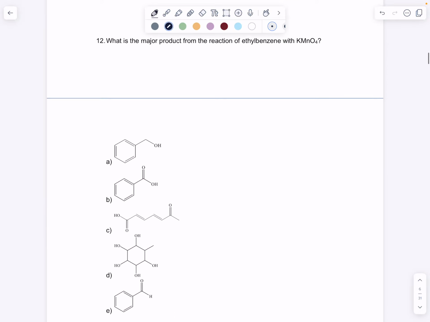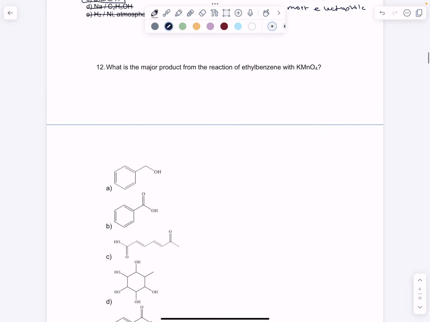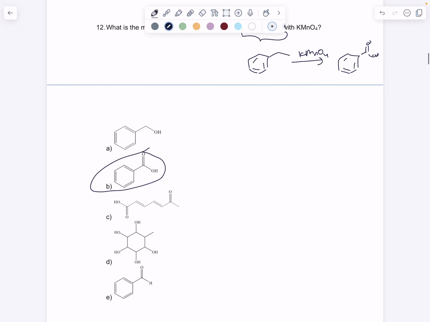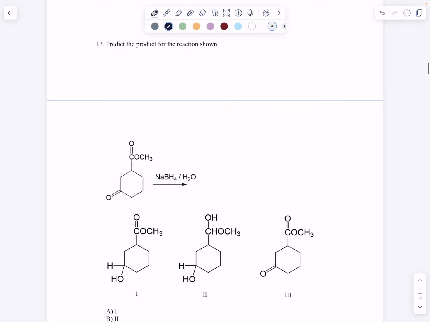Next one, what is the major product from the reaction of ethylbenzene with KMnO4? So let's start off with ethylbenzene. What does ethylbenzene look like? So benzene with an ethyl on it, and then KMnO4. And this is one of those reactions of side chains. This is where I expanded the capability of KMnO4 one more time and said KMnO4 is just going to oxidize everything it can. You can look up the mechanism for this if you want, but KMnO4 oxidizes to carboxylic acid, so I'm going to say it's answer choice B.